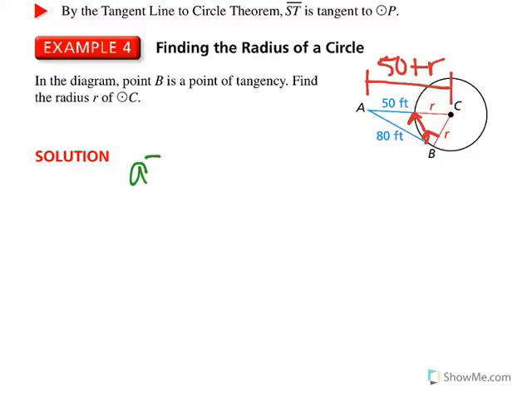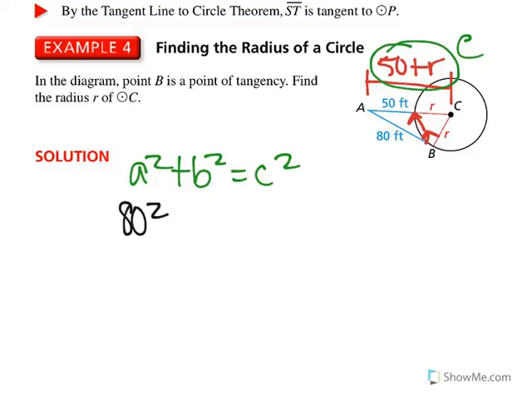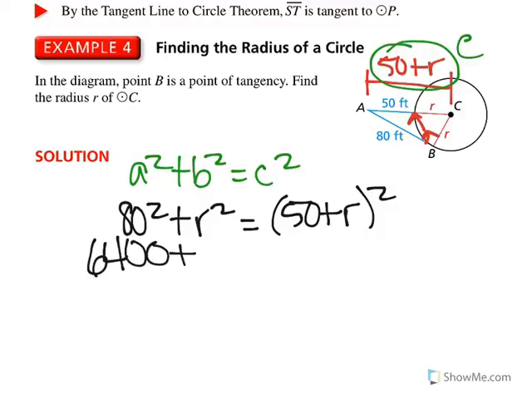Okay, so Pythagorean theorem is a squared plus b squared is equal to c squared. Our hypotenuse is across from the right angle, so we know that this is our c. Doesn't matter what you plug in for a and b. We have 80 squared plus r squared is equal to (50 plus r) squared. Now, in order to solve this, you have to do 80 squared, which is 6,400, plus r squared. And the way you solve the right part of this equation, you have to think of this as 50 plus r times 50 plus r. You can't just say 50 squared plus r squared. That's not how it works.